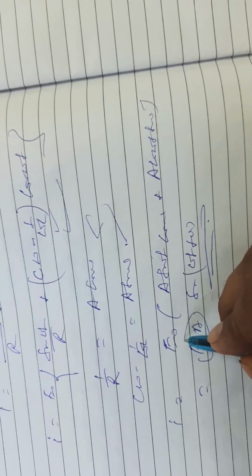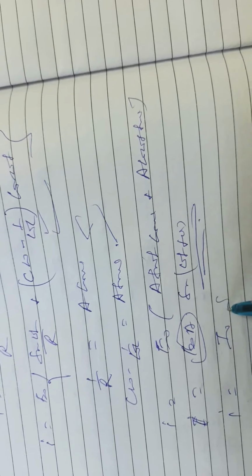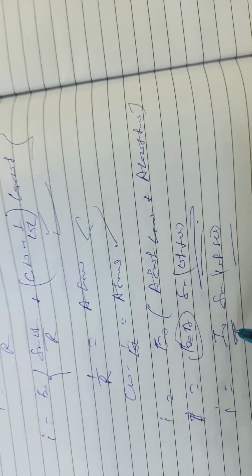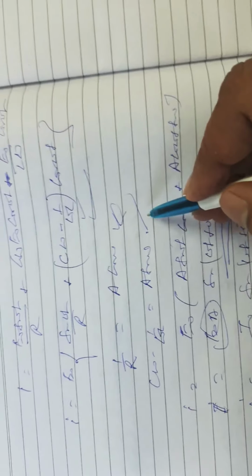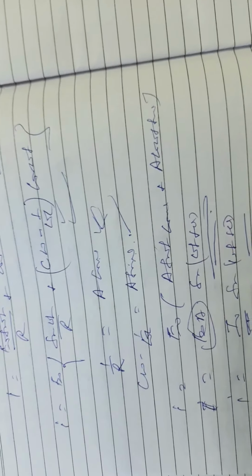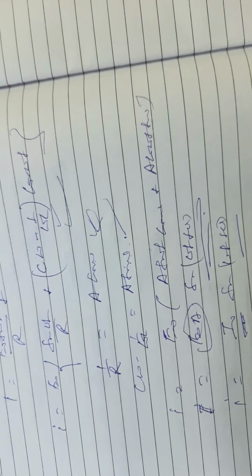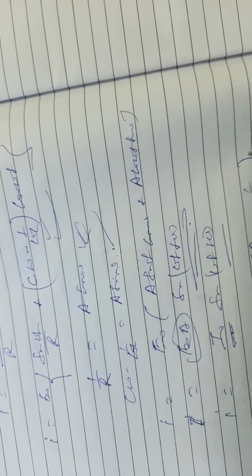In the place of this, we'll write I is equal to I naught sin of omega t plus theta, where this one is the peak current. Again, we divide the second expression by the first one and we get tan theta equal to R times C omega minus 1 by omega L. This is the relation for tan theta.